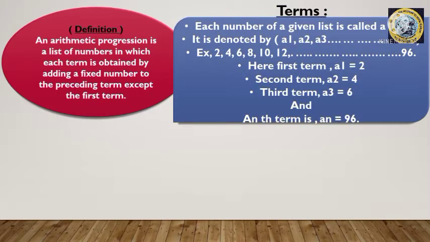Second point, terms. Each number of a given list is called a term. It is denoted by a1, a2, a3, up to an. Example: 2, 4, 6, 8, 10, 12, up to 96. Here, the first term a1 is equal to 2, the second term a2 is equal to 4, the third term a3 is equal to 6, and the nth term an is equal to 96.